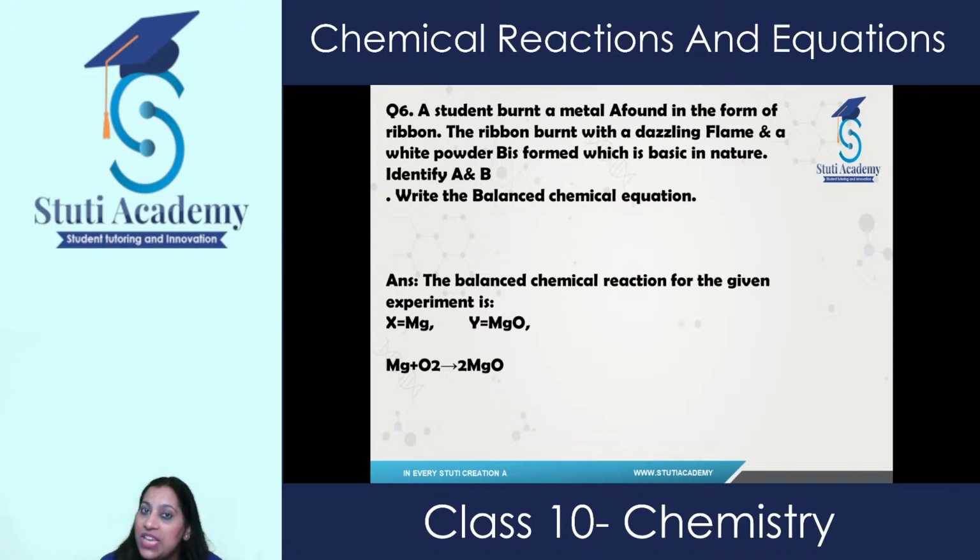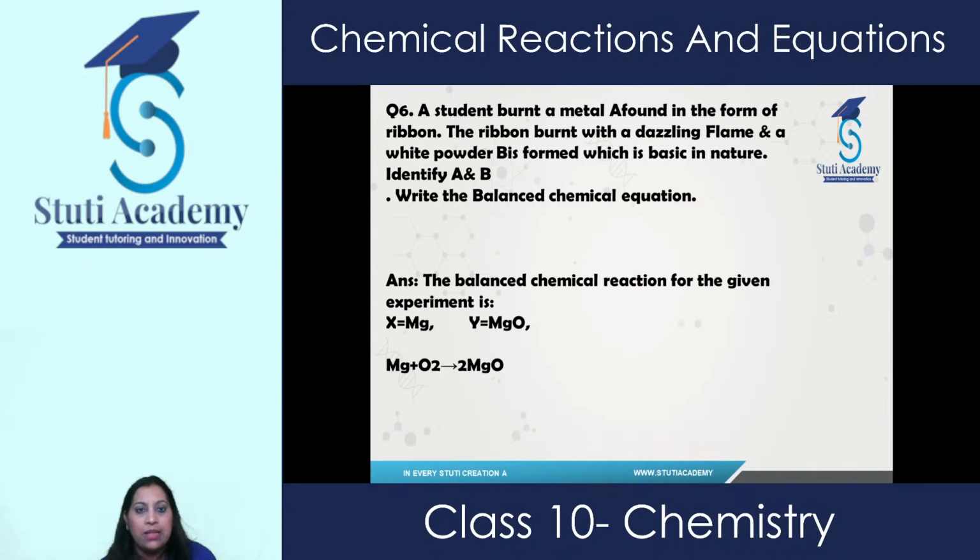When I was discussing combination reaction with you, I explained this example. When magnesium reacts with oxygen, magnesium occurs in a ribbon form. And if you remember, I discussed one more question related to this one. Before burning, we need to clean that magnesium ribbon with sandpaper to remove the layer of which one? Yes, magnesium oxide, so that magnesium can easily burn. Okay, so here the question is, a student burned a metal A.